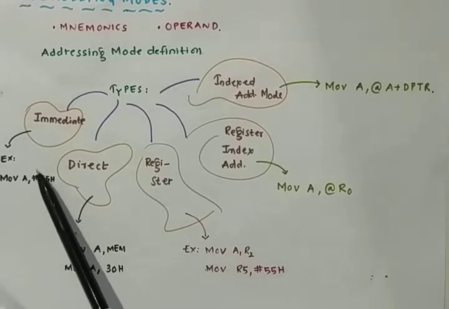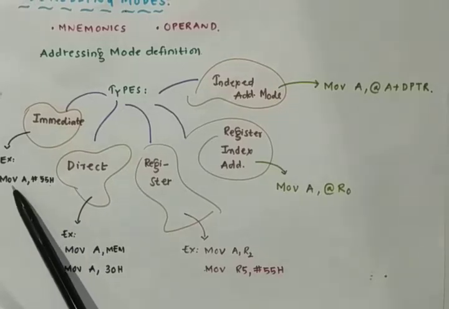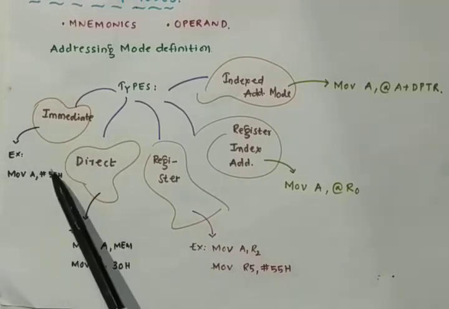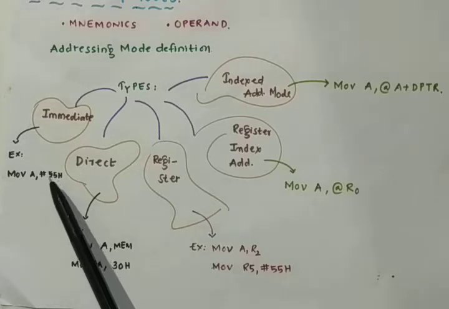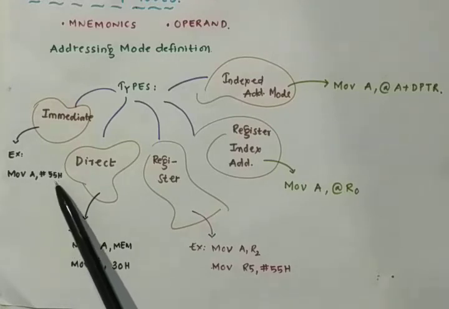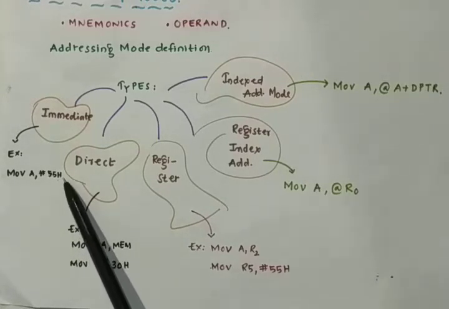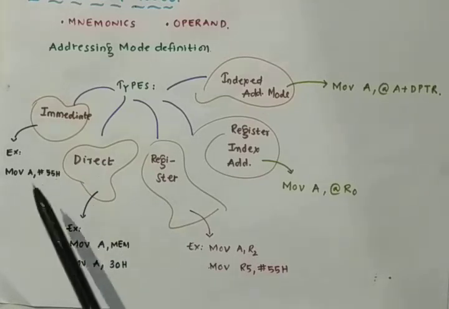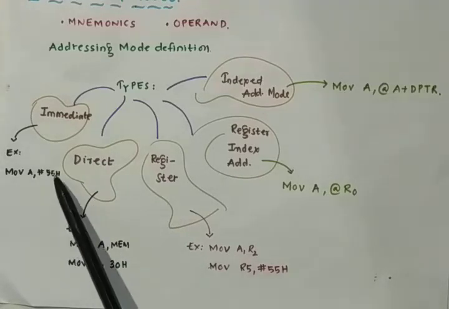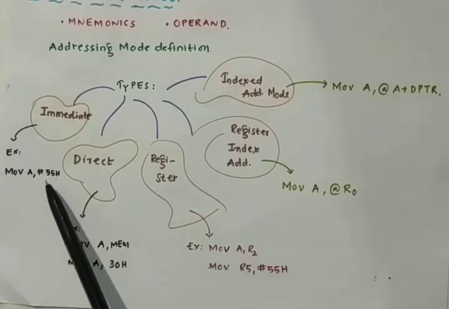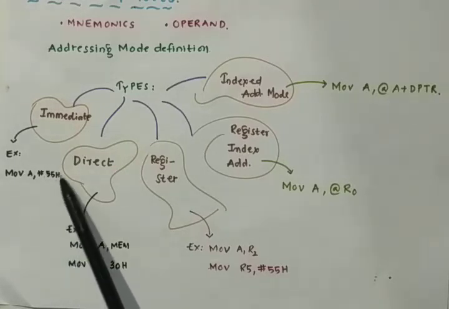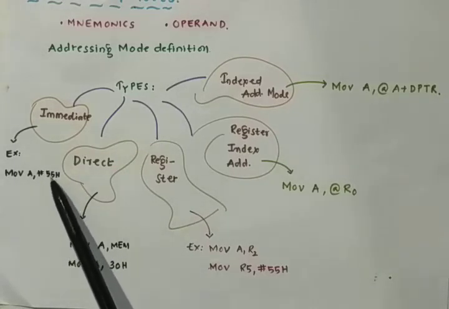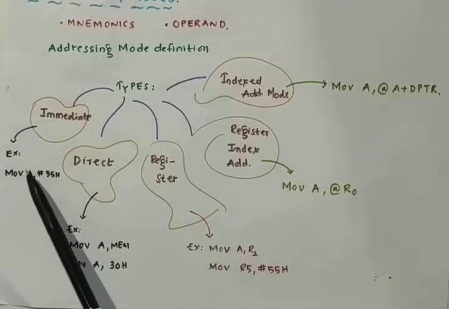Whatever data we require is specified in the instruction itself only, so we call it immediate addressing mode. Here the hash sign is saying that it is the direct data only. 55H is nothing but 55, a data value represented in the hexadecimal number system. This is the operand, specified in the instruction itself, and that data 55H will be moved into the accumulator register.